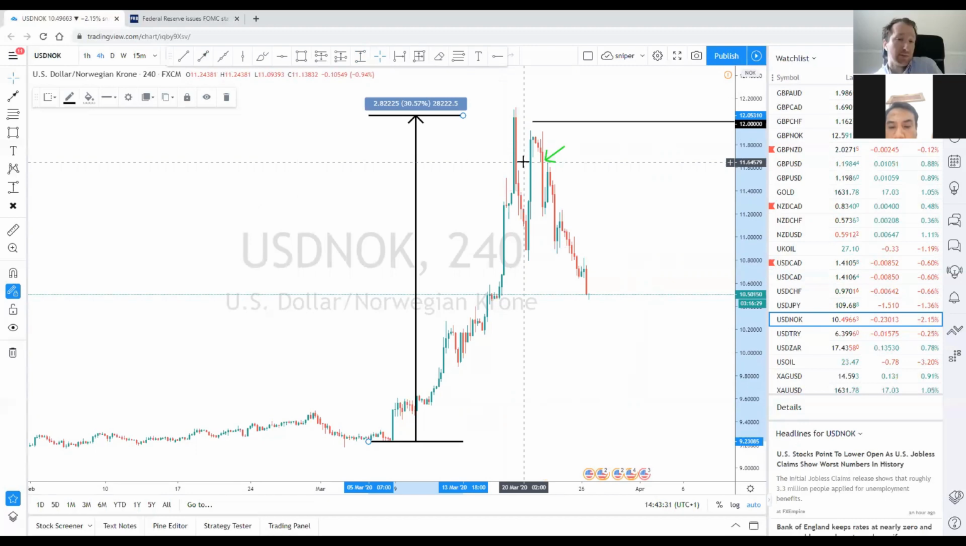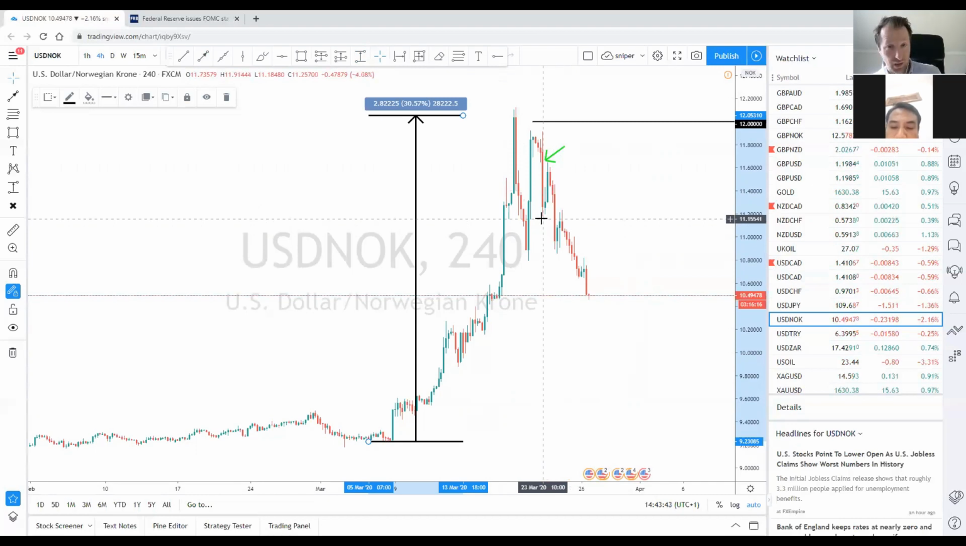It's fundamentally driven. It depends how this coronavirus goes. If the coronavirus doesn't go so hard in Norway and we start going back to business, this will lower again. But if the coronavirus and the measures they have taken to close down Norway continue, this one is likely to go up again.